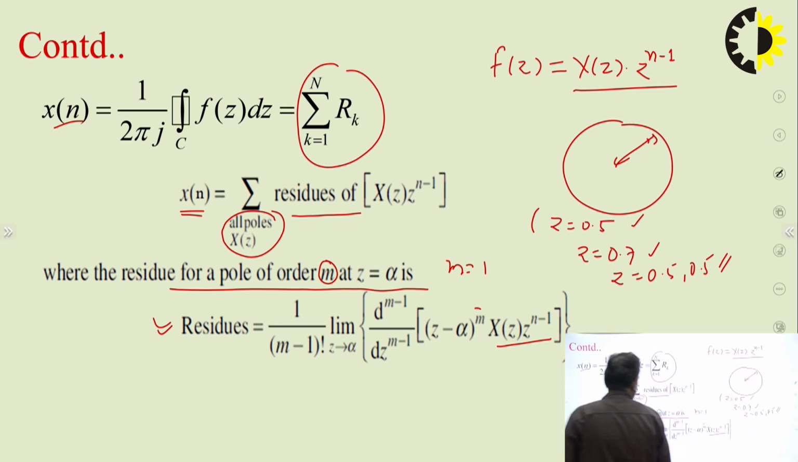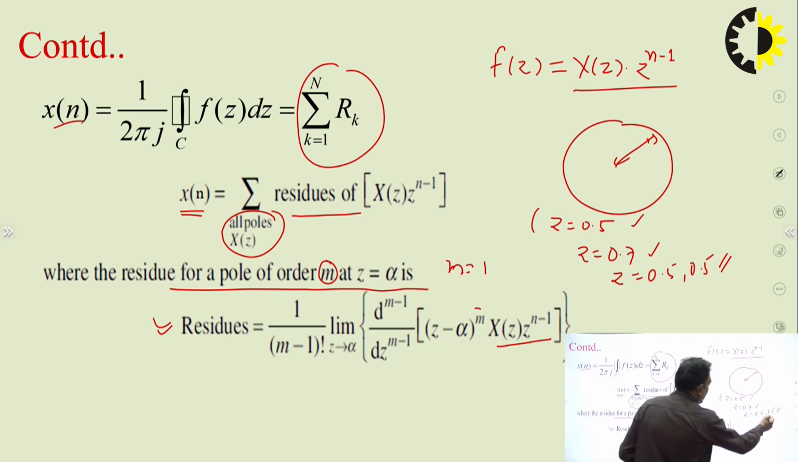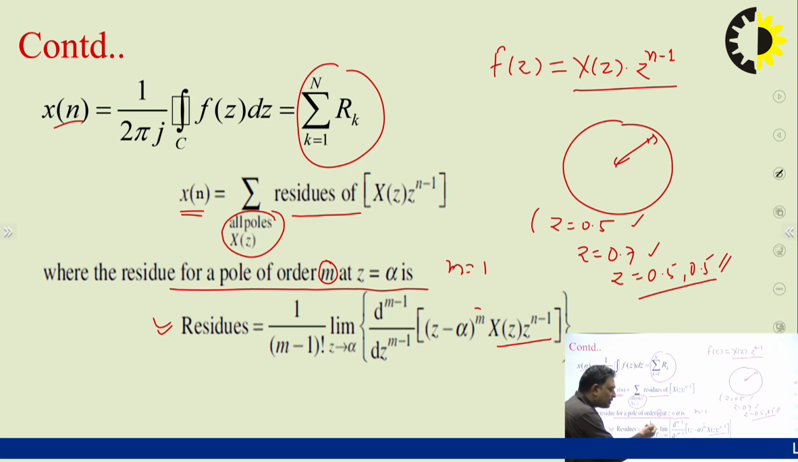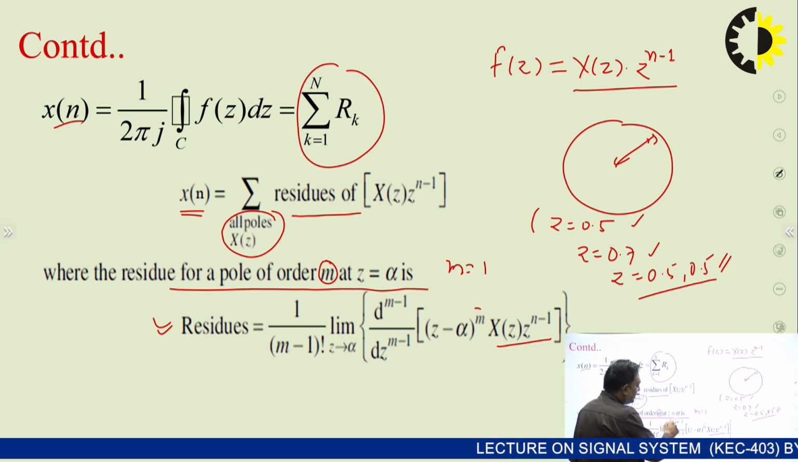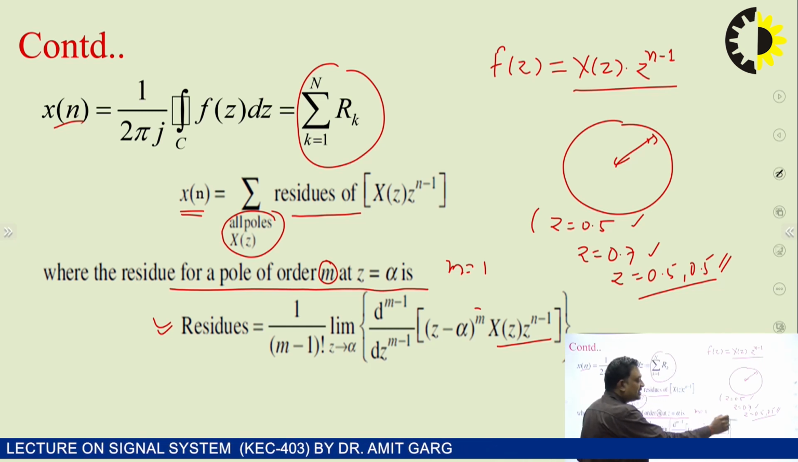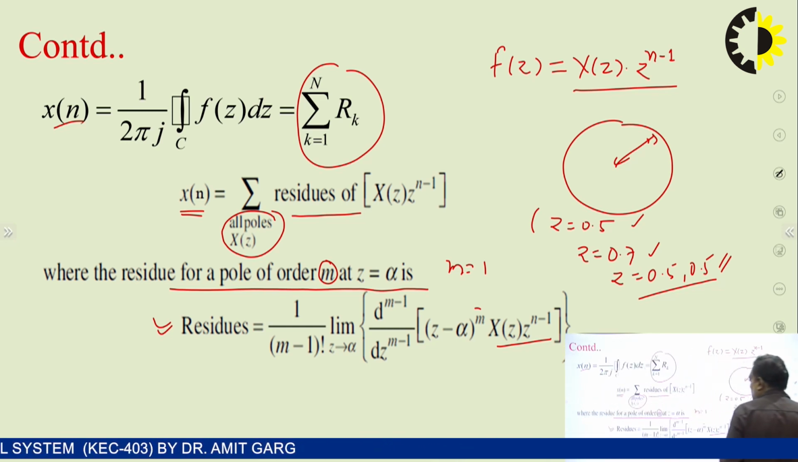And for order 2, let us suppose our pole is lying at 0.5 two times. In that case, this is 1 upon factorial (2 minus 1), which means 1 upon factorial 1, which is again 1. Limit z tends to 0.5, but here m is 2. So this is d by dz of (z minus alpha) to the power 2, X(z) into z to the power n minus 1. Accordingly we will find the residues for the poles.